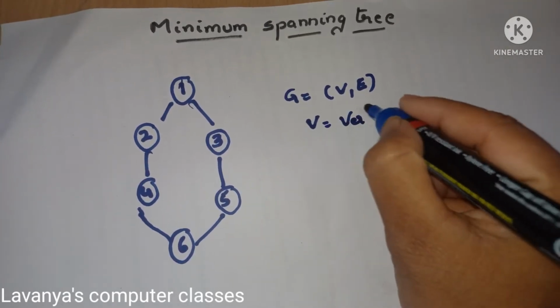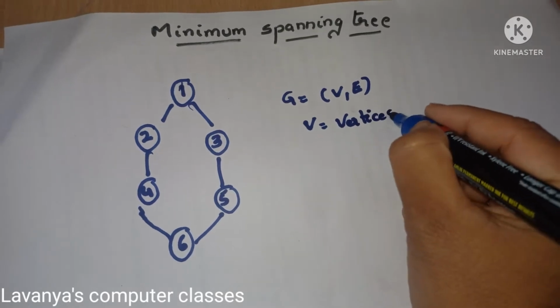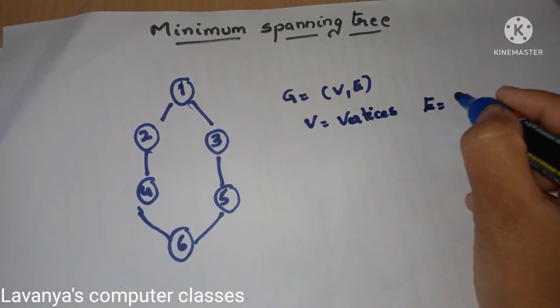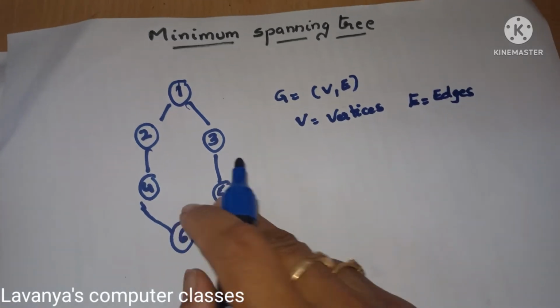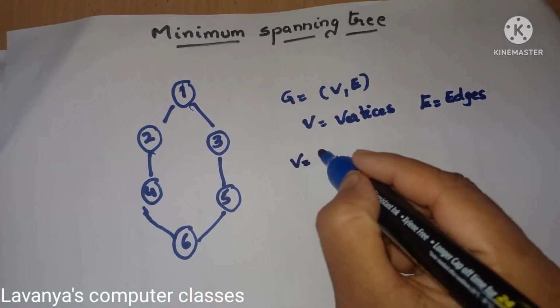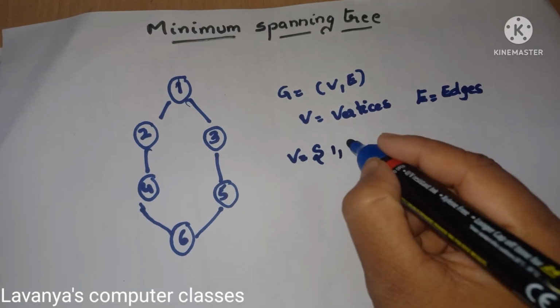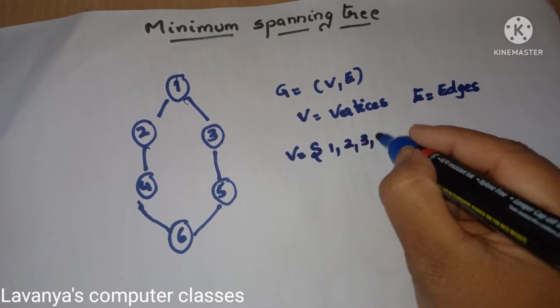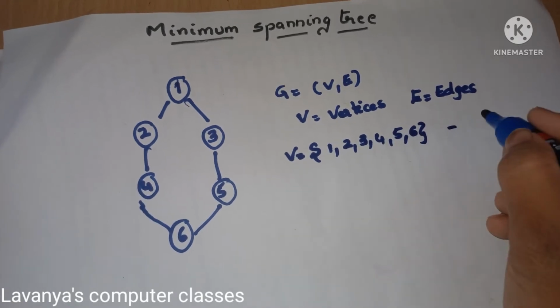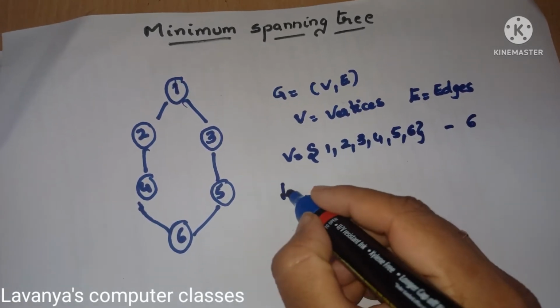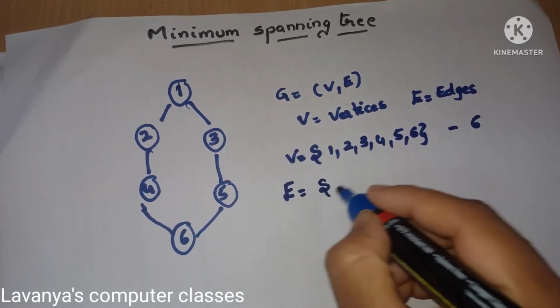So, in this example, what are the vertices? V means vertex set, that is called as vertices. E for edge set, number of edges. So, in this example, how many vertices are there? Means 6 vertices are there. Those are 1, 2, 3, 4, 5, 6. Vertices are represented with circles. 6 vertices are there and edge.